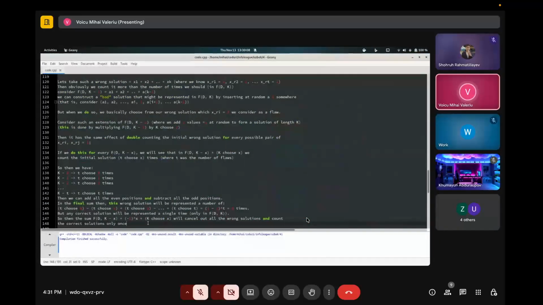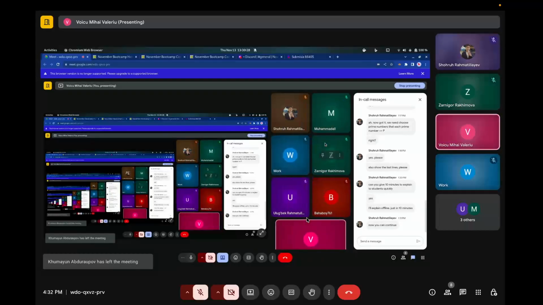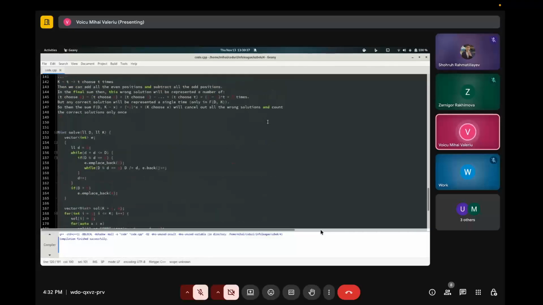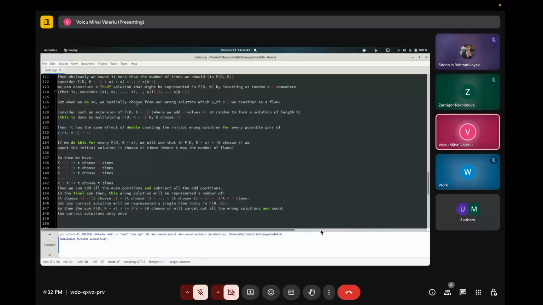So I assume this inclusion exclusion explanation was not covered, or the rest of the implementation, whatever. So this is the explanation of why we should apply the inclusion exclusion principle. And this is basically a template for every single time that the inclusion exclusion principle appears in any task.